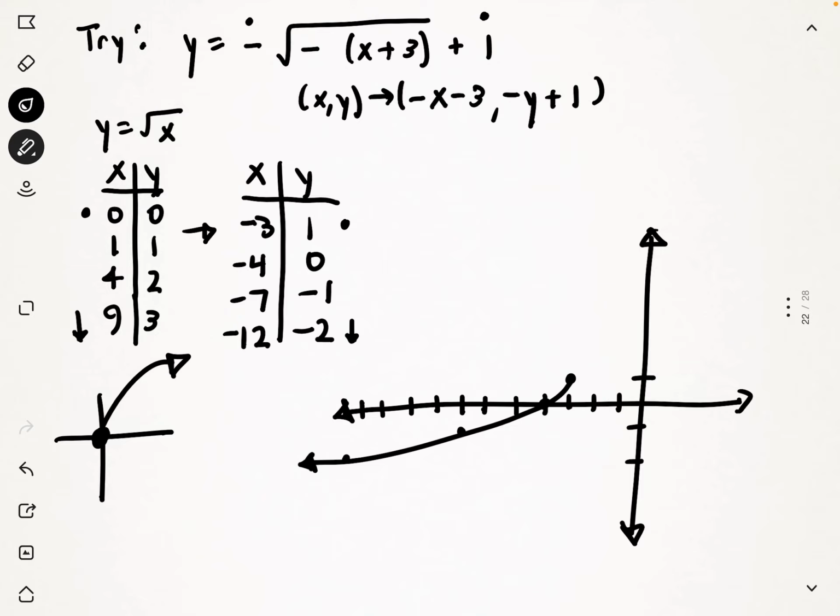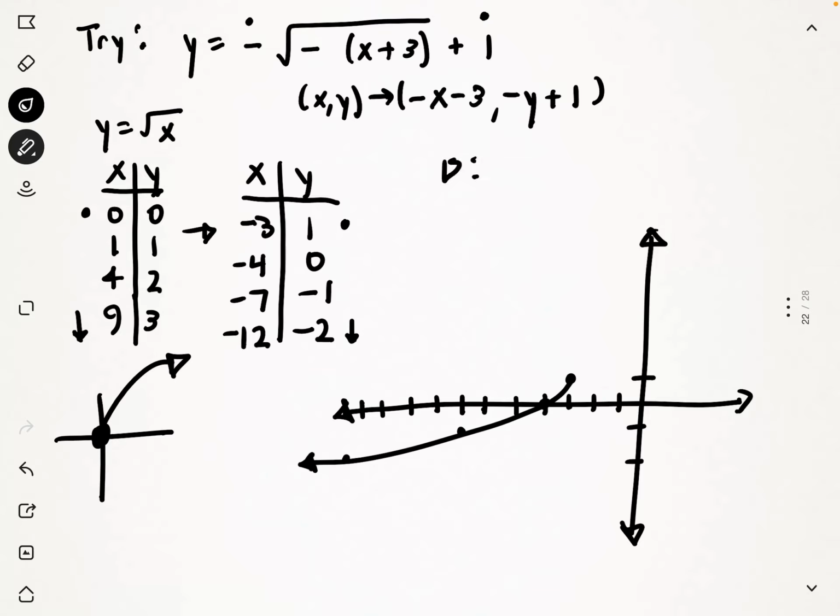So that's good. Now notice here, we also have it shifting. Its original 0, 0 point, the starting point, has moved to the left 3 units. So that's a horizontal translation, and it's moved up 1 unit, which is a vertical translation. And it doesn't look like there are any vertical or horizontal stretches here. So we have the graph finished.